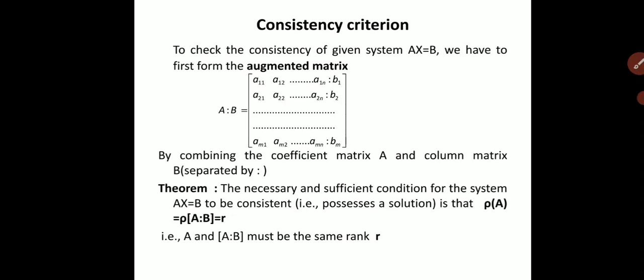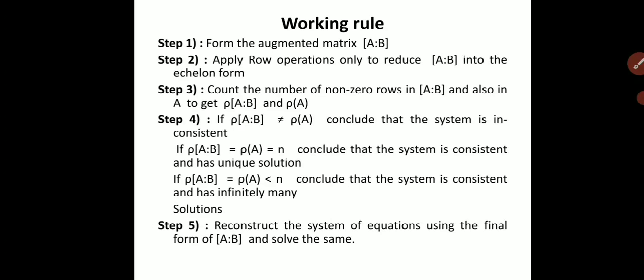We have one theorem here. The necessary and sufficient condition for the system Ax equals B to be consistent, that is, to possess a solution, is that rank of A is equal to rank of A colon B is equal to r. If the rank of A and the rank of A colon B are the same, then only it has a solution, otherwise it has no solution. That is, A and A colon B must have the same rank r. Let us see how to use this criterion to solve examples.